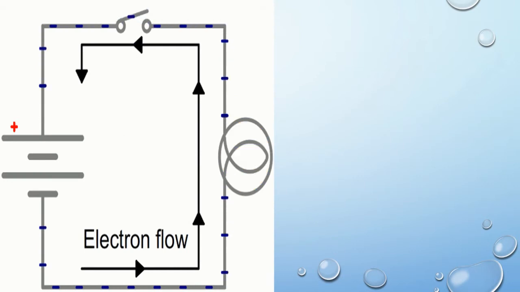Now students, I want you all to observe this diagram carefully. This diagram shows how electrons flow in a simple circuit. Electrons flow through the circuit only when the plug key is closed, and there will be no flow of electric current in the circuit when the plug key is open, as you all can see in the diagram. The bulb glows only when the circuit is closed.